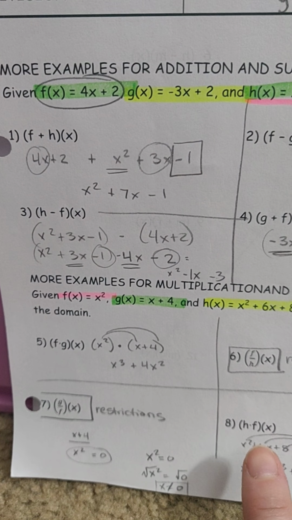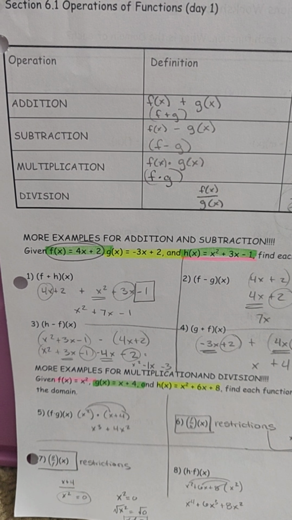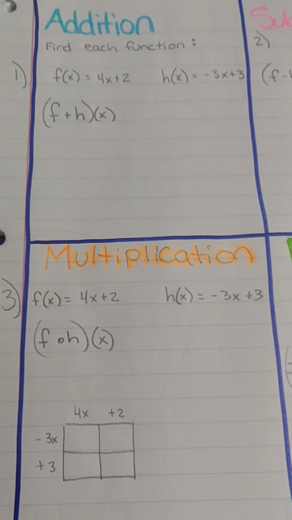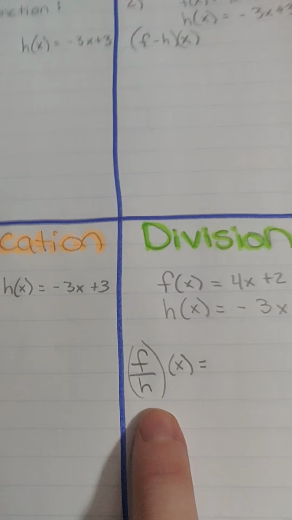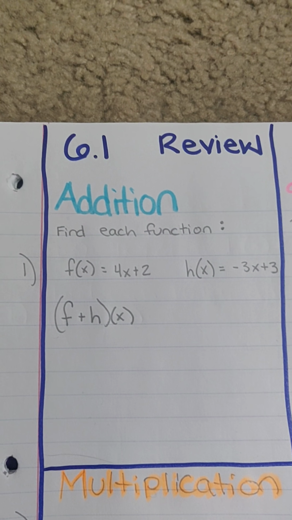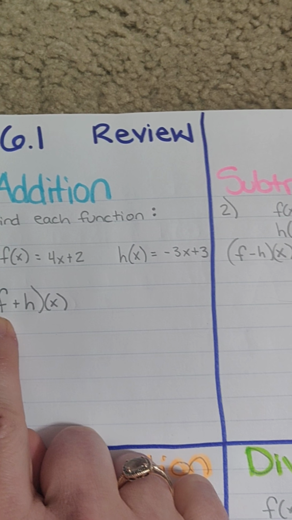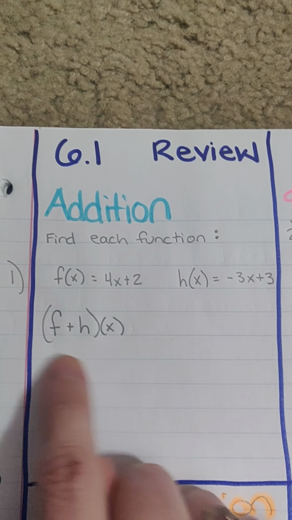And sometimes we see it as a little, where is it? I'm not seeing it. I'll show you if we get to one like that. So for now, just know that when we're multiplying, it looks like that. And when we're dividing, it looks like this. So the first one we're going to start with is addition. And this can be read as F plus H of X. So don't get confused by what this really means.